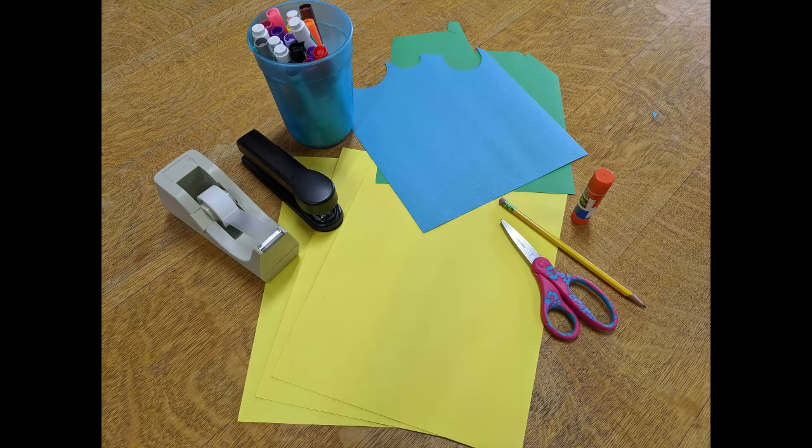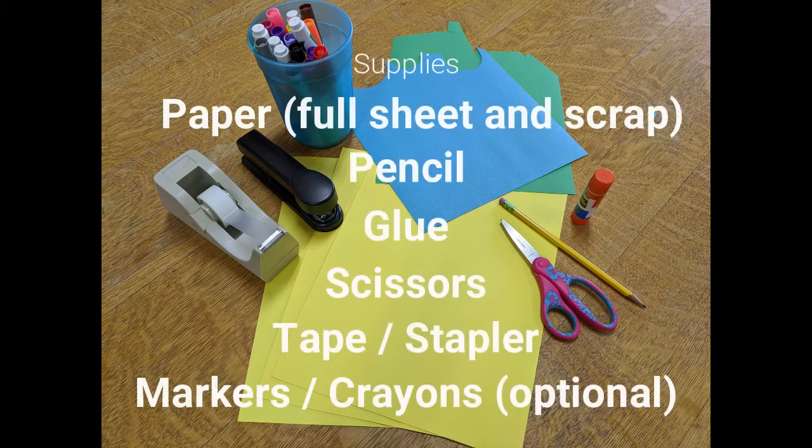For today's craft, we are going to need 1 or 2 full sheets of colored paper, whatever color you want your crown to be, some pieces of scrap paper, a pencil, glue, scissors, either some tape or a stapler, and something to color with.